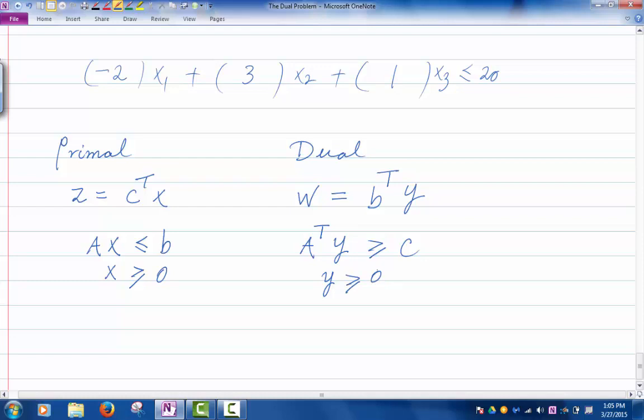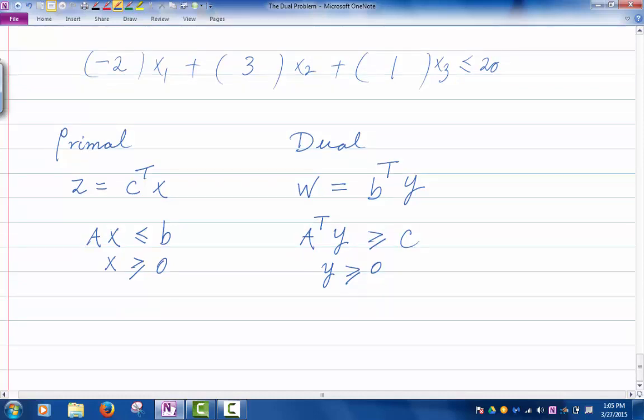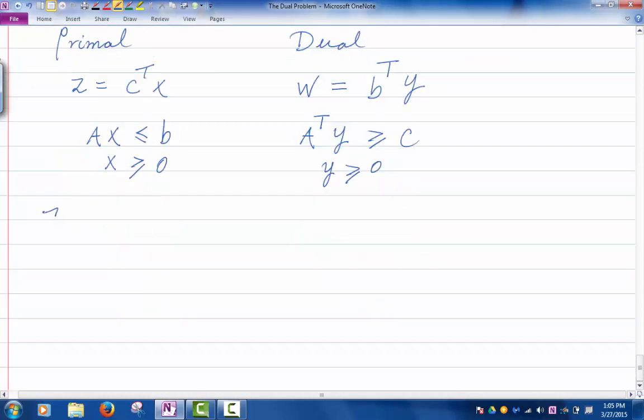Is everybody okay with this? Now remember, how many variables did we take for the primal? For the primal we have n decision variables, and how many constraints do I have here? M functional constraints.